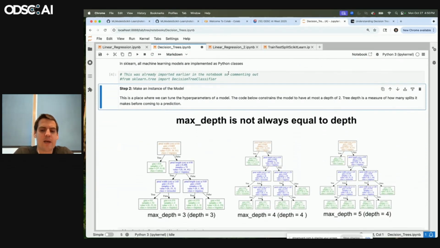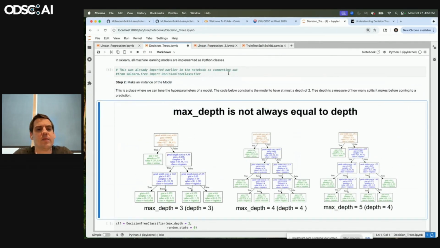One thing I want to mention here is that for the max depth parameter, max depth is not always equal to depth. I can allow you to grow to a depth of 5. I say you can totally do that. But if you end up isolating all the classes by the time you get to 4 questions, 1, 2, 3, 4, I allowed it to grow to a depth of 5.